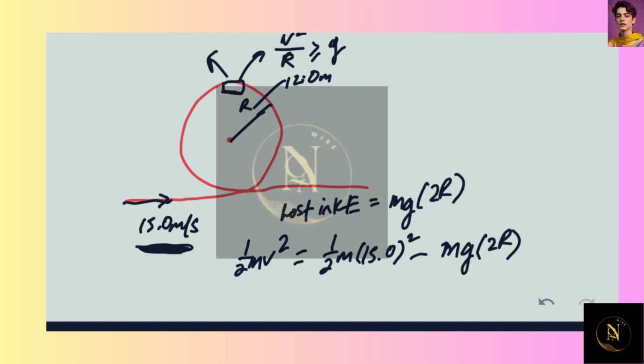So the velocity at the top, v, let me just find v squared first. This will be equal to 15 squared minus 4g times r. We know that r is given as 12, so 12 times 9.81 times 4. Then 15 squared minus that answer. And we see that this is equal to a negative value.